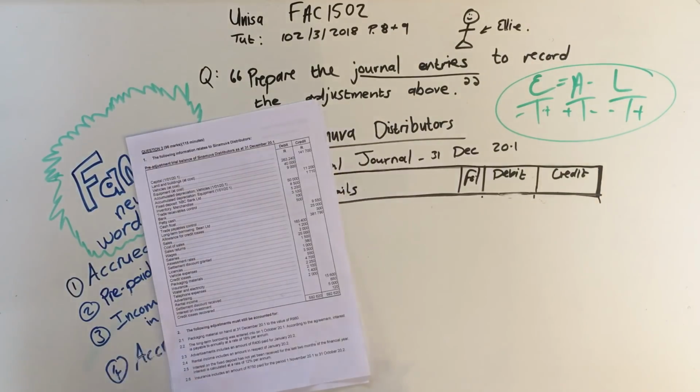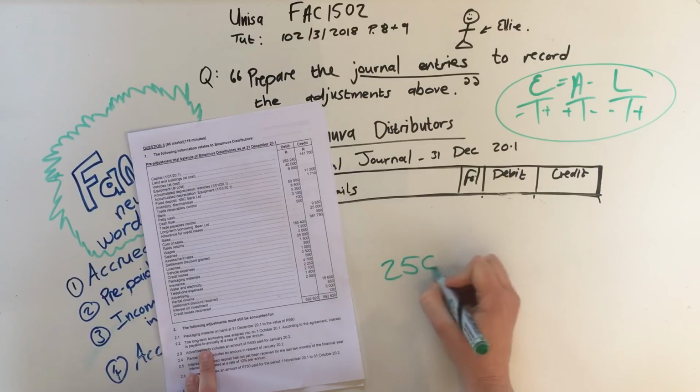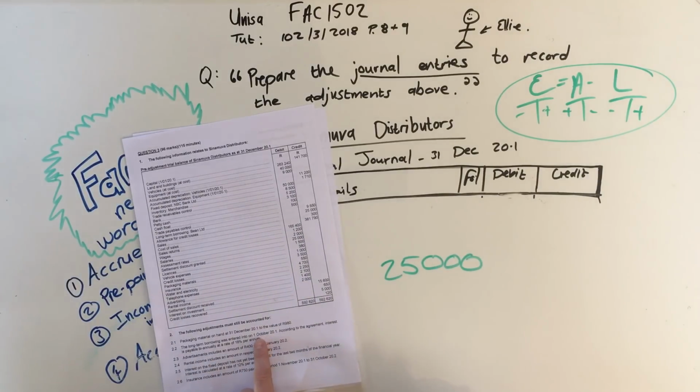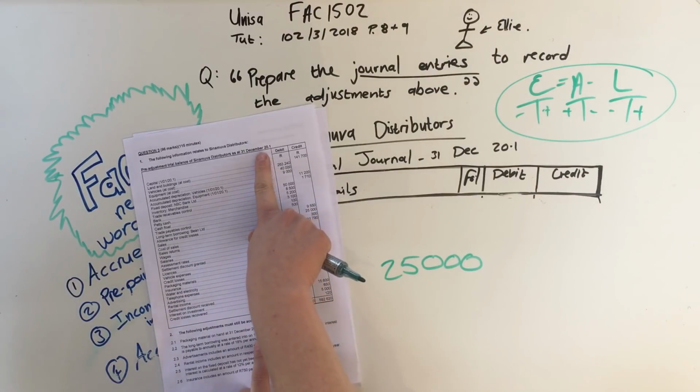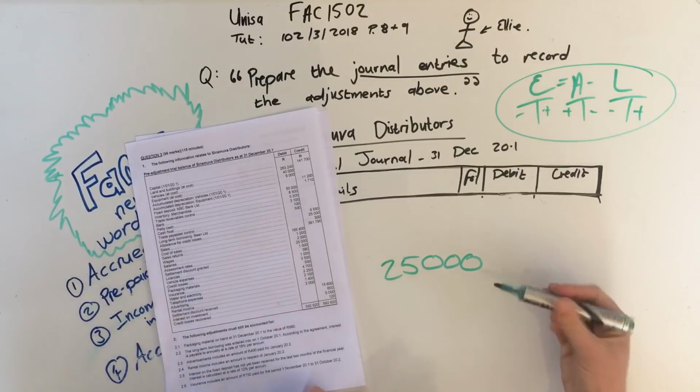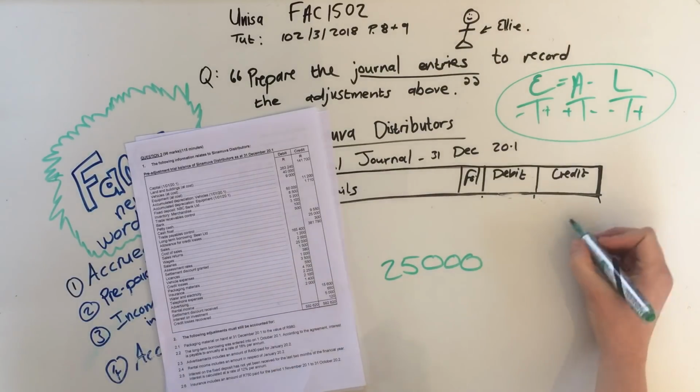25,000 Rand. And it was entered into on 1 October 21. So now you have to check the date. Now is 31 December. So there was October, November, December, 3 months. Just remember 3 months.